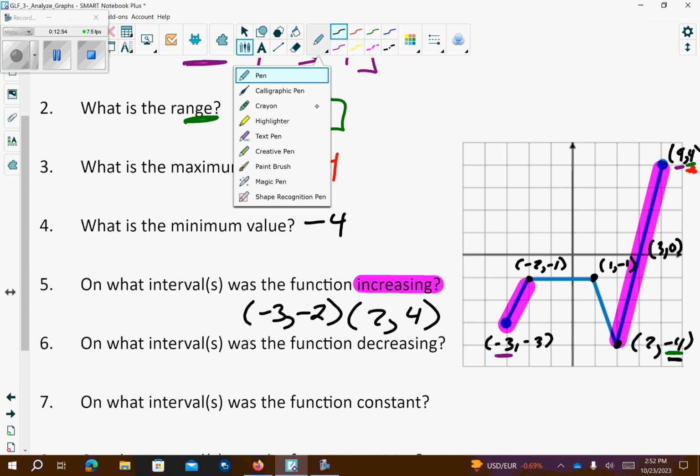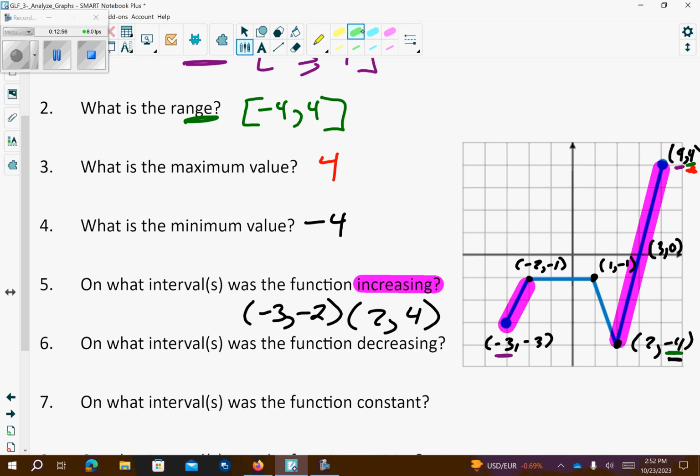Where is the graph decreasing? It's decreasing just right here. So again, I'm going to look at the x values to say where it's decreasing. So it's decreasing from 1 to 2. Again, you use the x values to describe what's taking place.